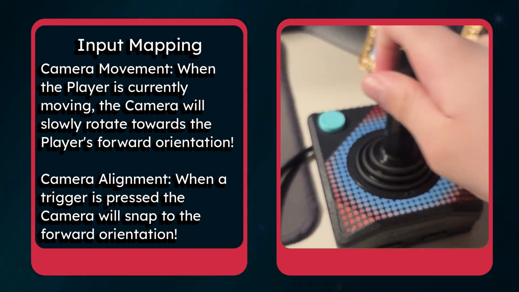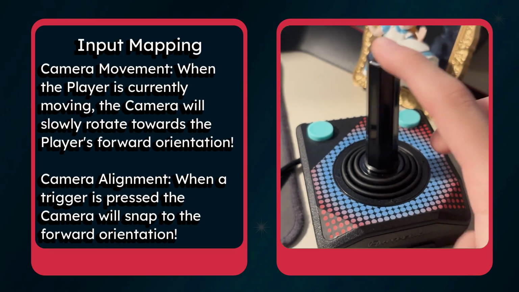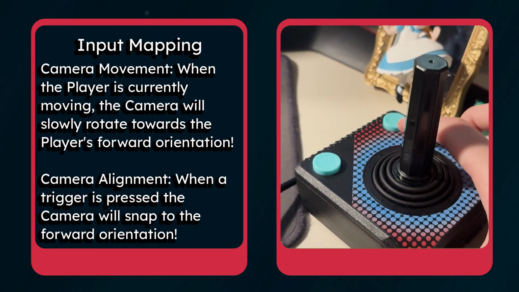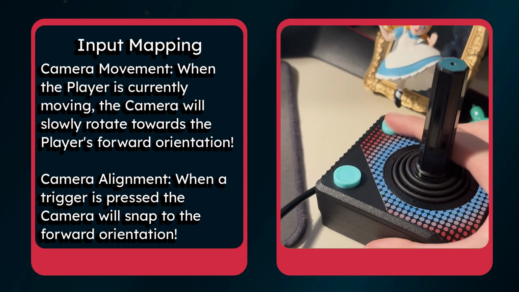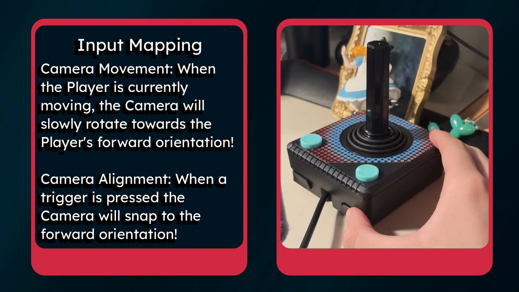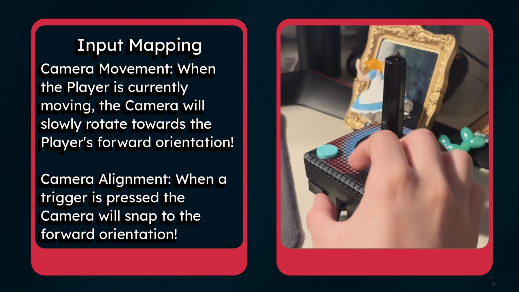So this is what it looks like input mapped. The camera movement and player movement are both in that main controller, and the jump is with those two buttons. And then these two triggers are the camera lock input.